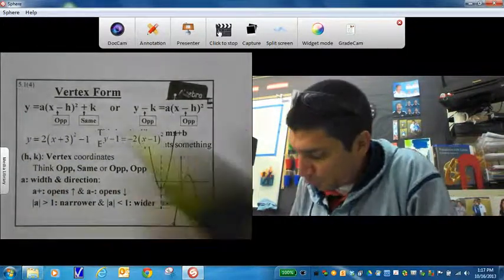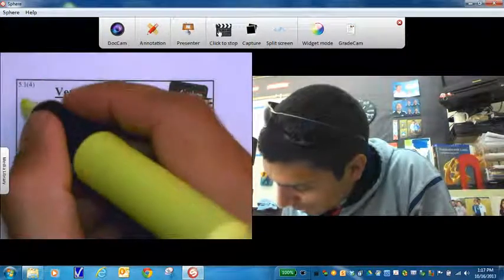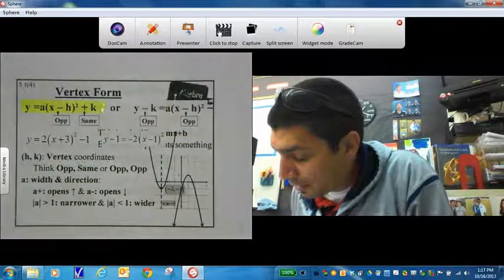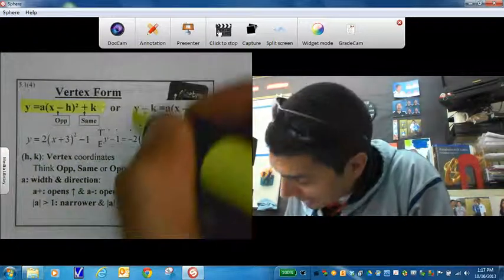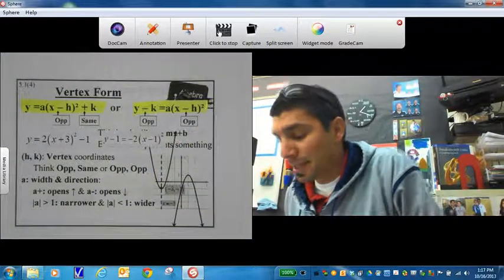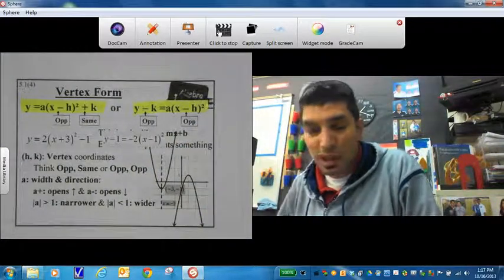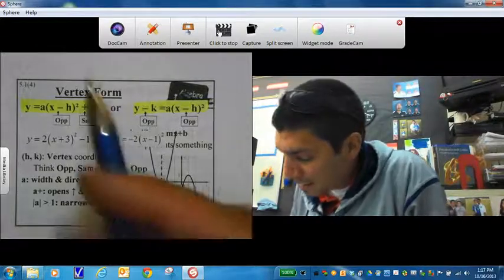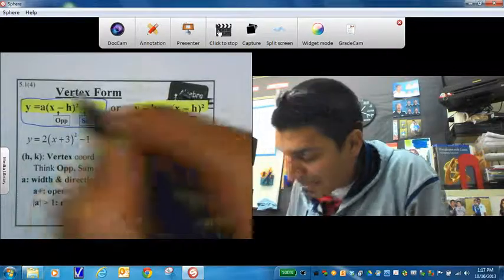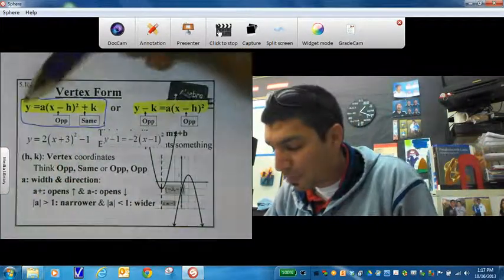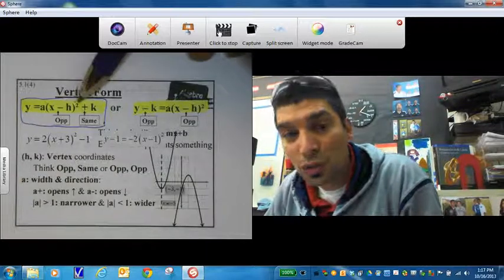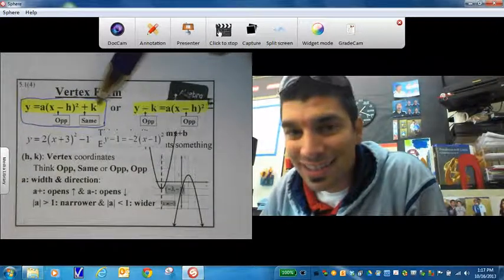We have two formulas here. Y equals a times x minus h squared plus k. Or I have y minus k equals a times x minus h squared. We pretty much use the first one, but every now and then we use the second one. This is the one we need to have you memorize. Here's an easy way to memorize it. You're always extra happy with 2 or more kisses.